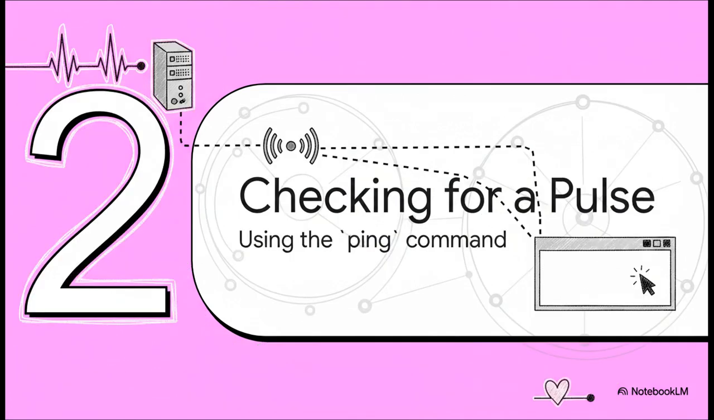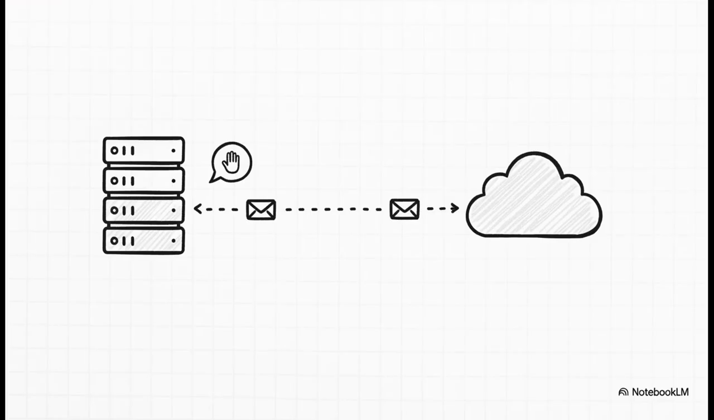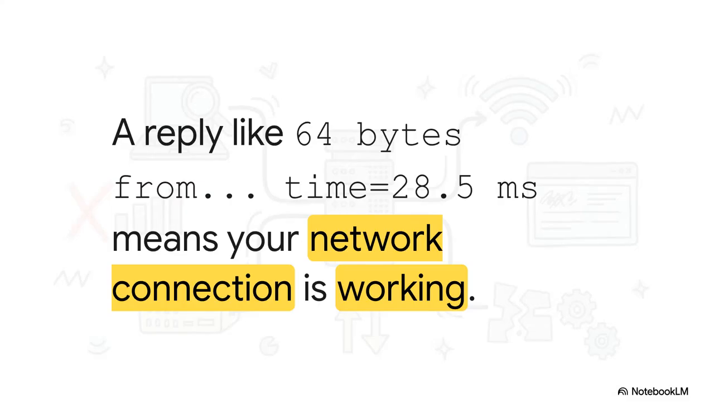First things first, when a machine goes dark, you've got to check for a pulse. Is it even alive on the network? For that, our go-to tool is the simple but oh so powerful ping command. And it is incredibly easy to use. You just type ping and then a destination you know should be online, like a big website or maybe another server you control. Think of it like shouting hello into the void and just listening for an echo. And if you get a response, it'll look something like this. This line right here, that's the echo you were waiting for. It is solid proof that your server can in fact talk to the outside world.